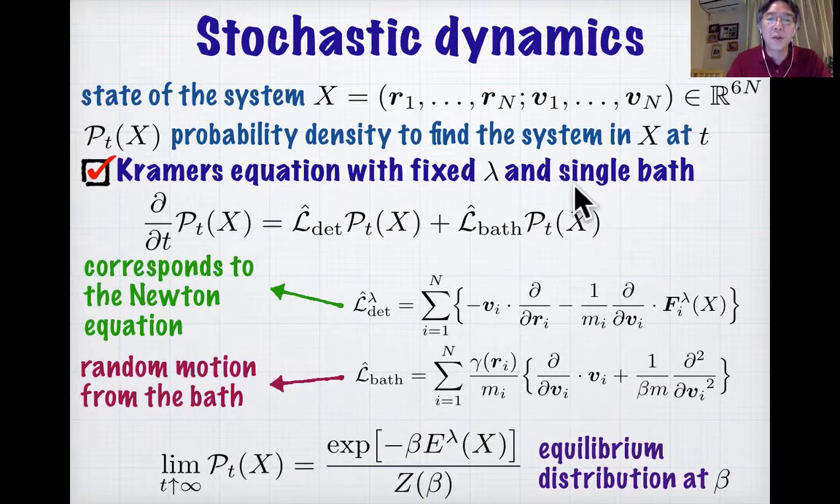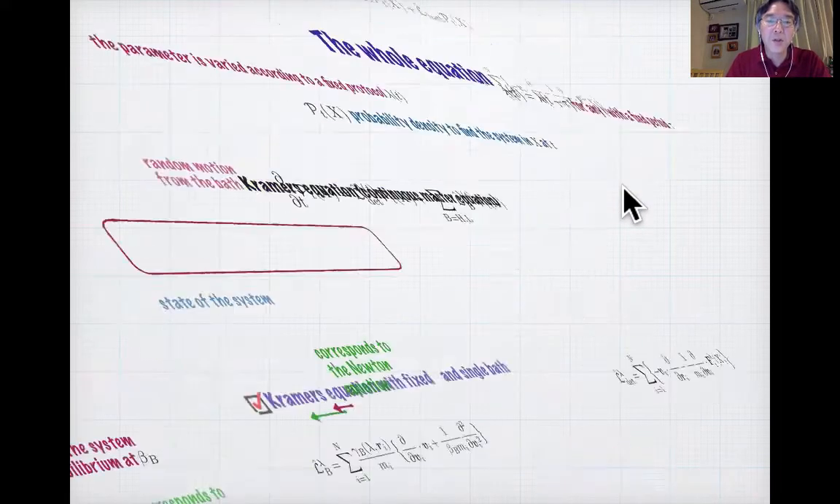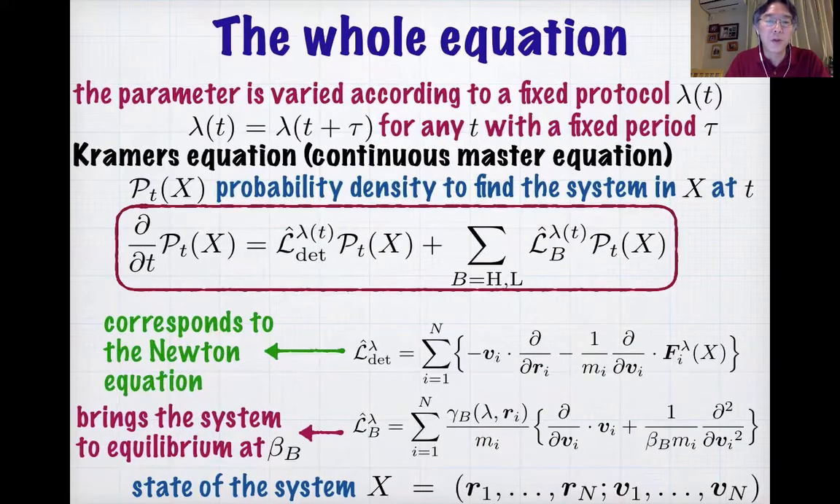And if there is only a single bath and lambda is fixed, then everything settles to thermal equilibrium. This is the case with fixed lambda and a single bath, but we want to consider something more general. First of all, we want the external agent to control this lambda t according to a fixed protocol, and we assume that this is done in a periodic manner. So this lambda t is a function of t with period tau, and this tau is fixed.